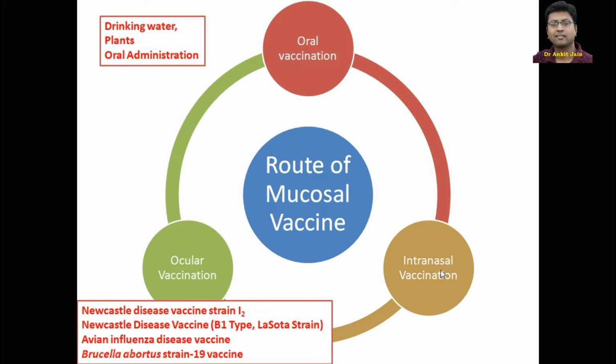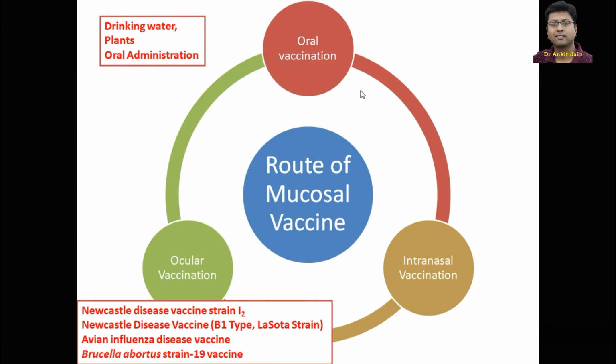These are the different routes to introduce the mucosal vaccine: oral vaccination, ocular vaccination, and intranasal vaccination. So what is the meaning of oral vaccination? When we are giving the vaccine orally. There are different vaccines available that are introduced orally, and this oral vaccine is to be administered in the animal with the help of drinking water, with the help of eating plants, and with the help of giving food, offering food to animals.